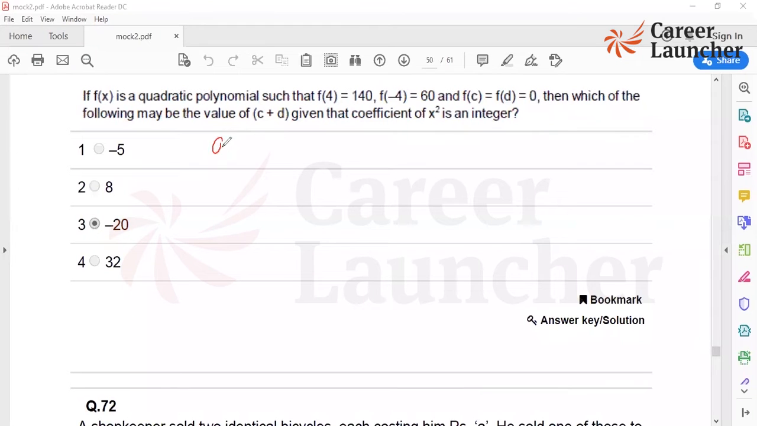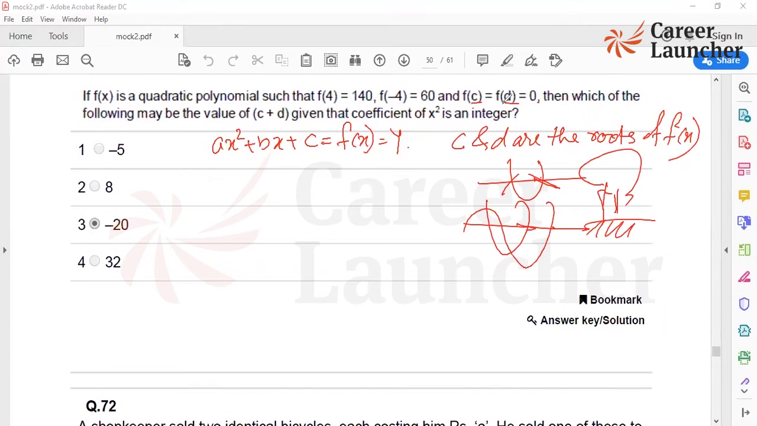Now we have already understood that a quadratic equation is ax square plus bx plus c. That is f(x). f(x) is also known as y. So at c and d, it is coming out to be 0. Can I say c and d are the roots of f(x)? Because at c and d... now it is given at 4 it is 140, at minus 4 it is 60. Then what is c plus d?